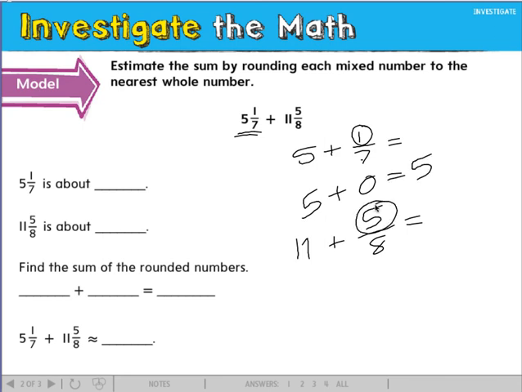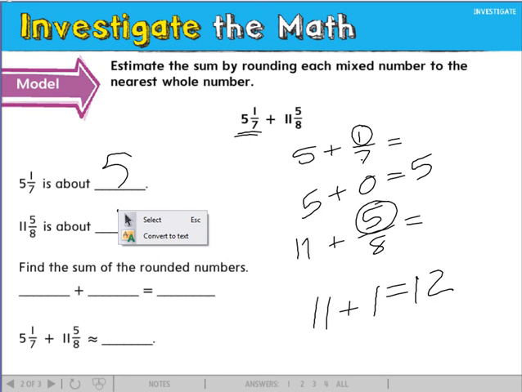Now is 5 closer to 8 or 0? 8. So since it's closer to 8, it rounds to 1. Oh, that's easy. So now 5/7 is about 5, and 5/8, sorry, is about 12. So now we have 5 plus 12 equals 17. So this is about 17.